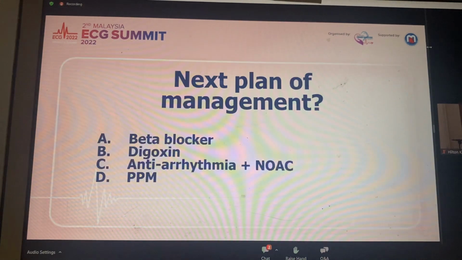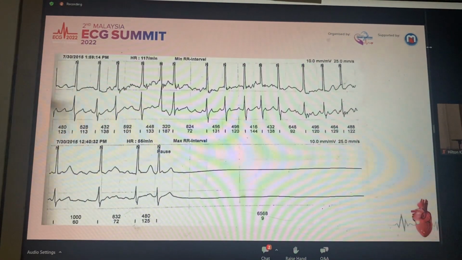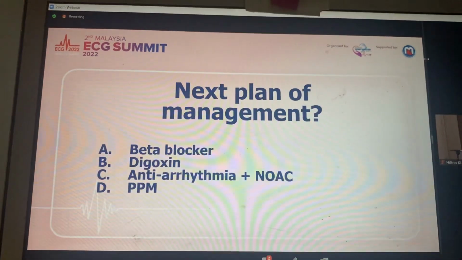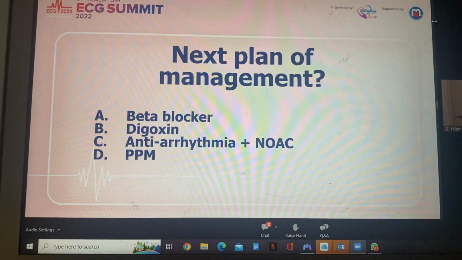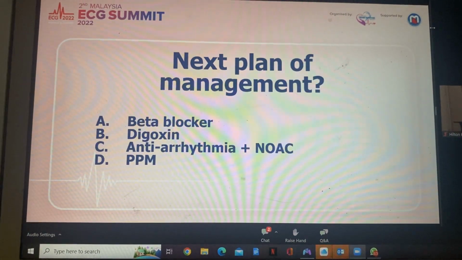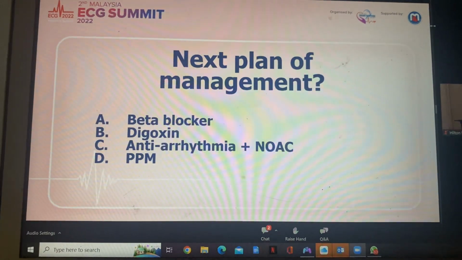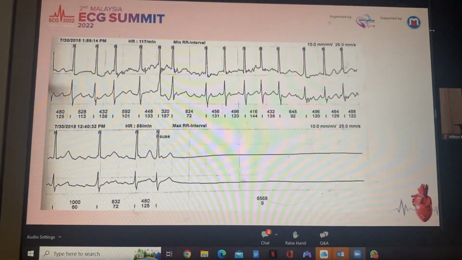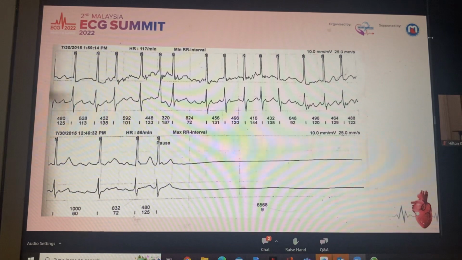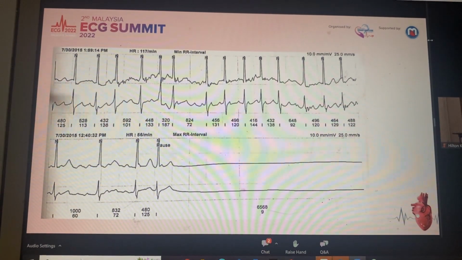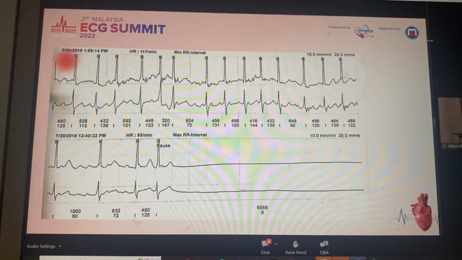So when we asked the patient, is there any dizziness? Is there any symptom during the Holter? Yes, the patient complained of dizziness during the Holter monitoring. And the other thing that is important is the timing of the event.